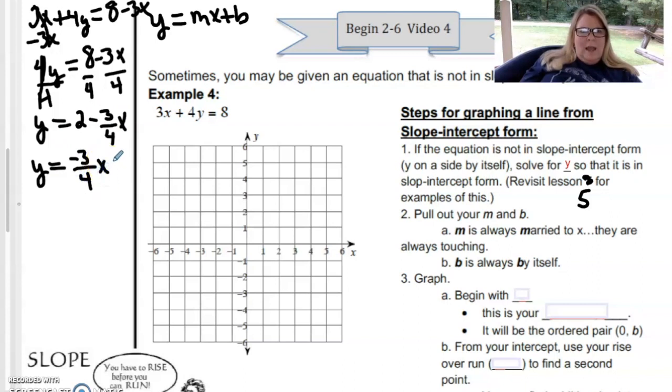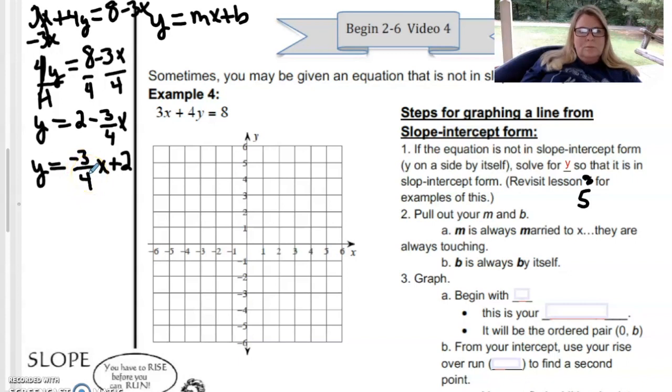That's not something I often do, because I remember the slope is the one that's attached to the x, and the y-intercept is the one that's by itself. I don't remember where they're located. It doesn't really matter where they're located here. It's what they're attached to.